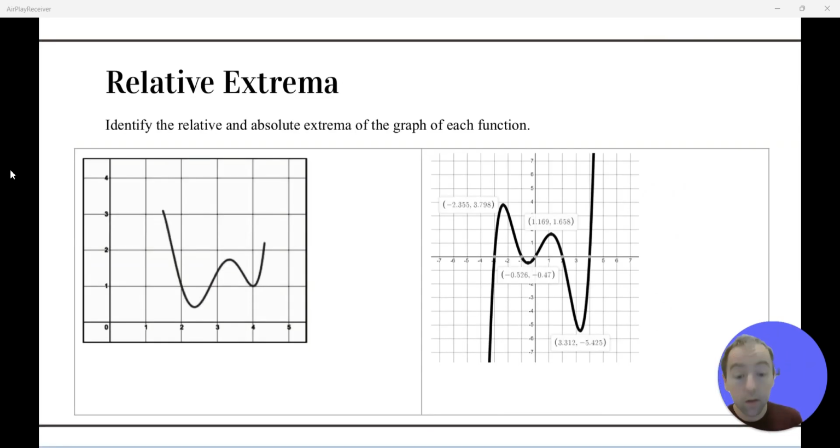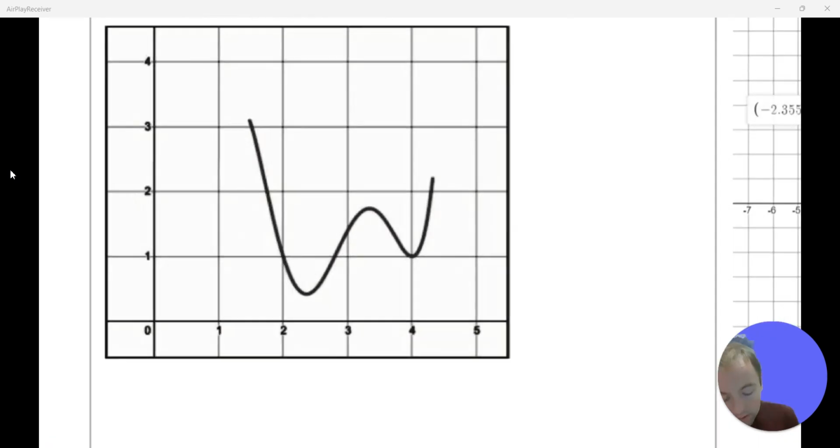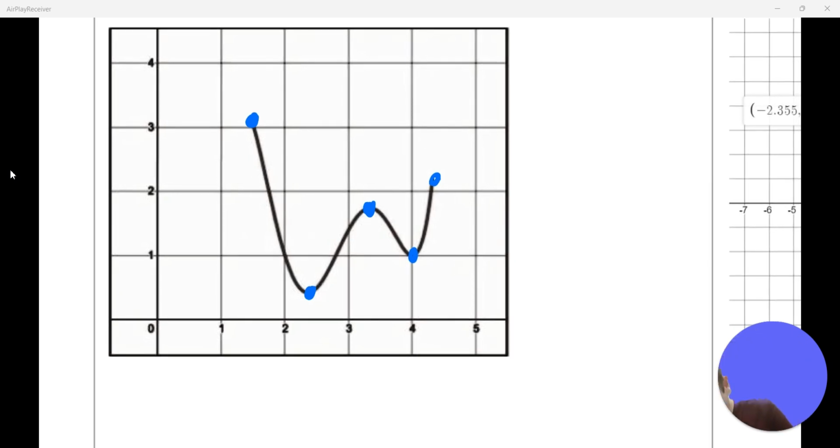All right, so in a couple examples right here, we're just asked to identify the relative and the absolute extrema of the graph of each function. So this first graph right here doesn't actually have any xy coordinates labeled or anything. So what I'm really just going to do is put some blue dots at the high and low points of the graph of this function. It does turn out that there's 5 total extrema. What that means is that there's actually 5 total relative extrema. So if I call this point A, point B, point C, point D, and point E, right?